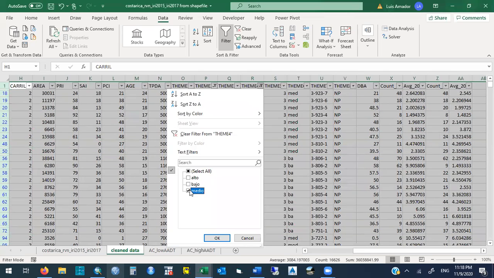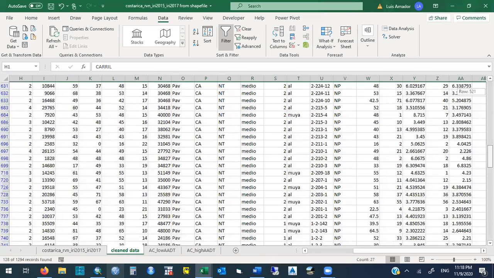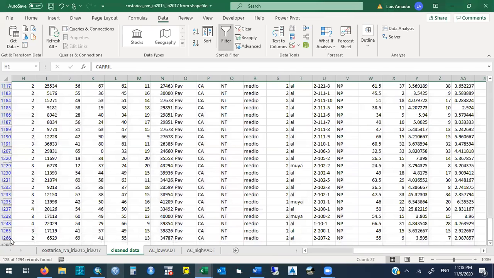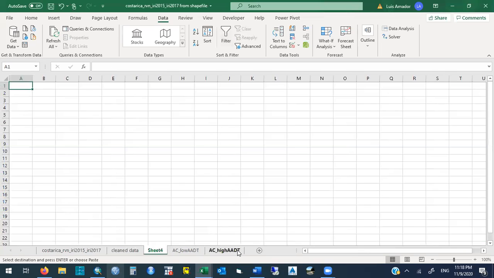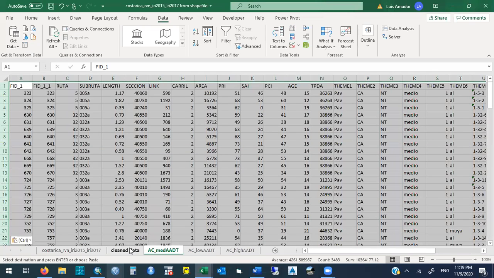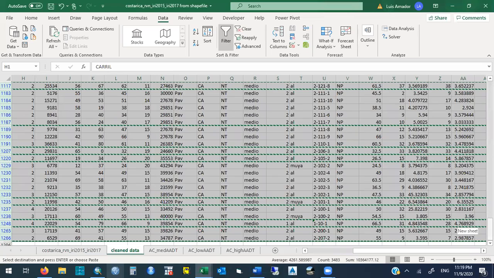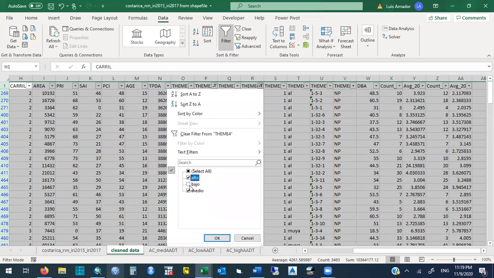And now this is medium. I know it's in Spanish, guys, I'm translating. And then I go back to my high traffic intensity.